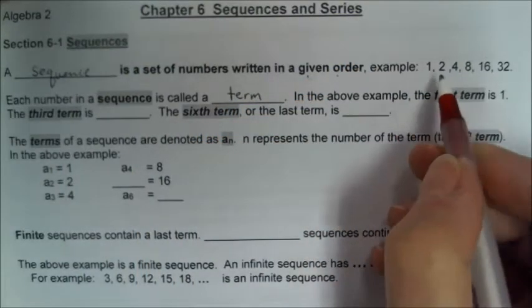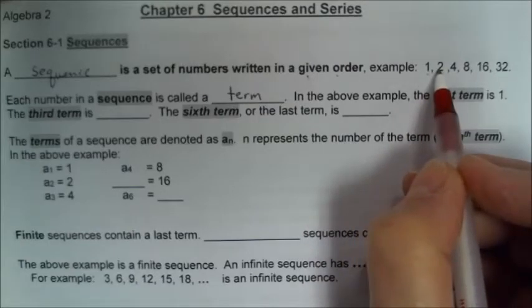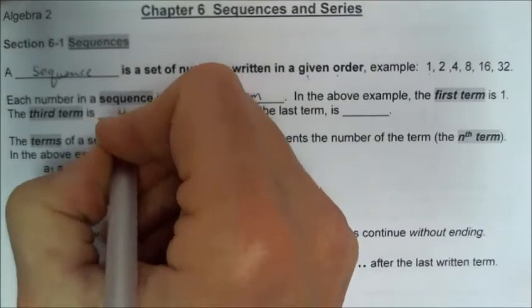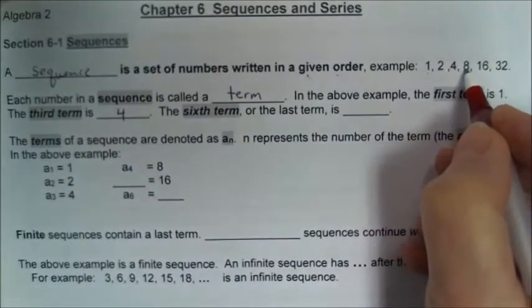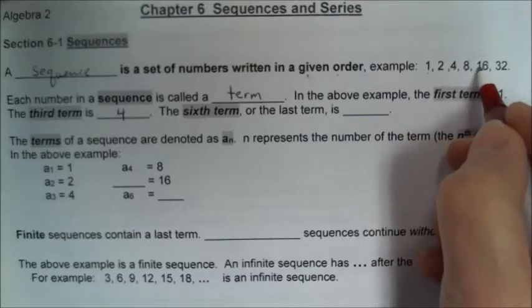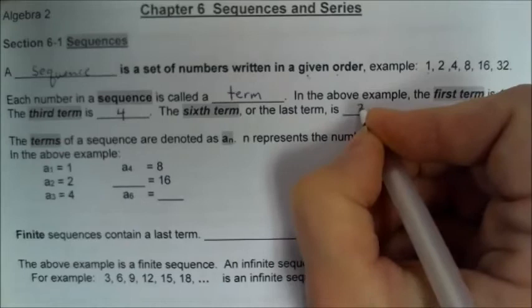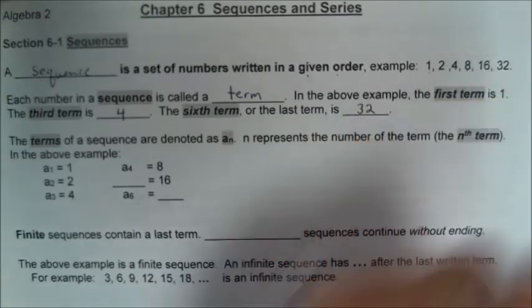In the above example, the first term is 1, the second term is 2, the third term is 4, the fourth term is 8, the fifth term is 16, and the sixth term, or the last term, is 32. So these are each called a term.